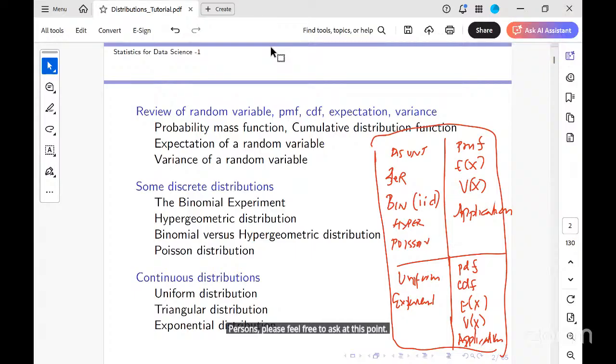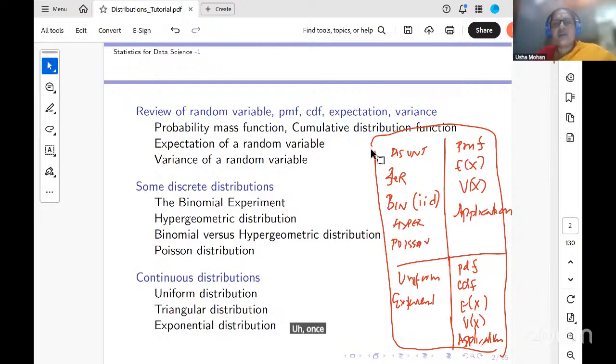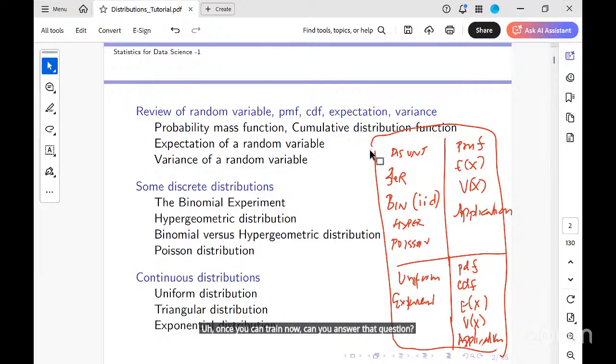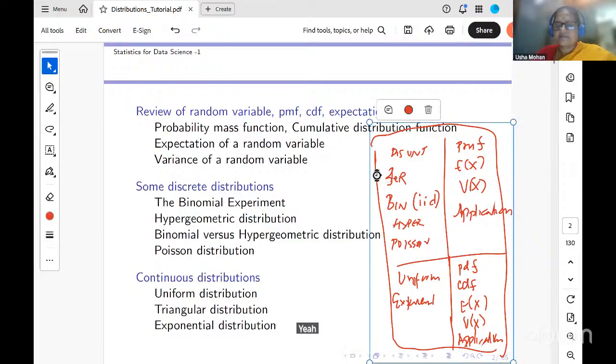Ma'am, in the end term examination, normal distribution will not come? One second. Prerna, can you answer that question? Yes, so for the end term exam, normal distribution will not be coming. Okay, ma'am. Thank you.